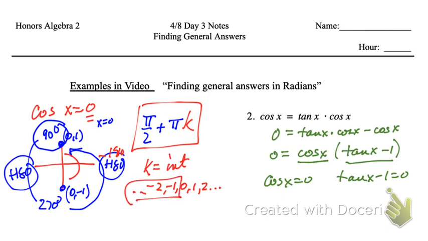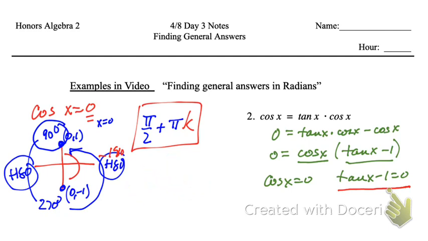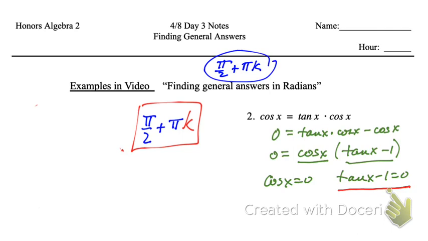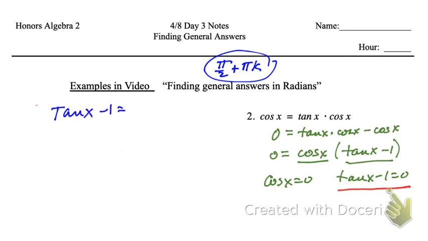Okay. Now for the tangent of x minus 1 equals 0. Let me clear out some room. I'm going to leave that answer there though. And I'll tell you what, I'm going to write it up here. Pi over 2 plus pi times k. So we've got that answer so far. Now tangent of x minus 1 equals 0. We would say that means the tangent of x equals 1.